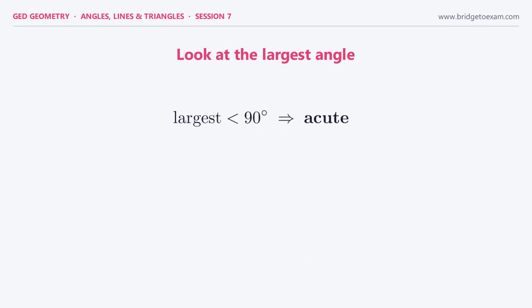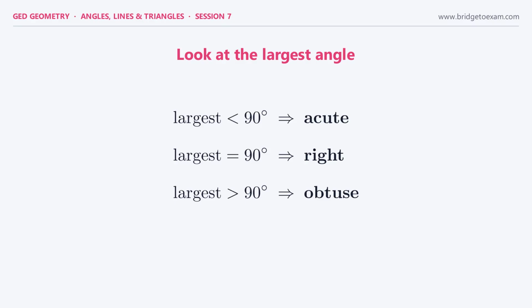So here's the whole method in one sentence. Look at the largest angle. If the largest angle is less than 90, the triangle is acute. If the largest angle is exactly 90, it's a right triangle. And if the largest angle is greater than 90, it's obtuse. You never have to check all three angles. The biggest one decides everything.